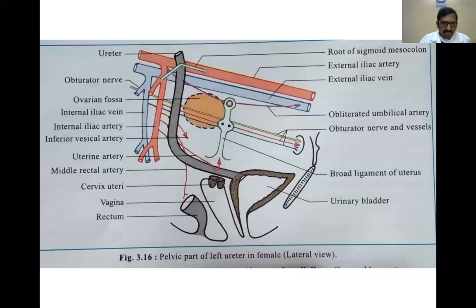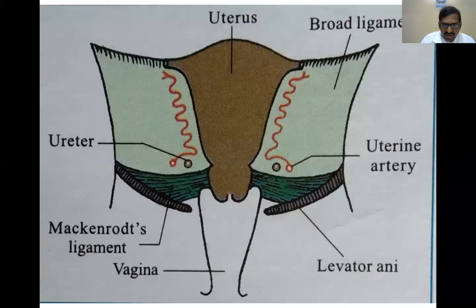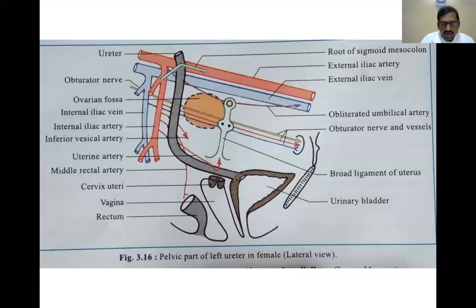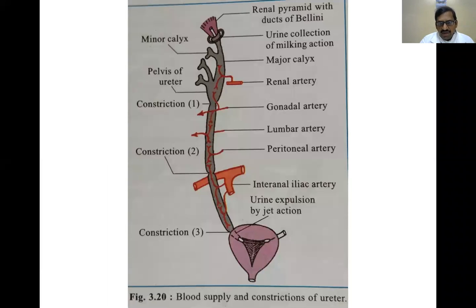And the blood supply: the ureter receives blood supply depending upon the area, from different parts of the body, that is, the posterior abdominal wall. You see here, it receives blood supply from the renal artery. It also receives from the gonadal arteries, the lumbar arteries, the internal iliac artery and vesical branches. And it also receives branches from the peritoneum.